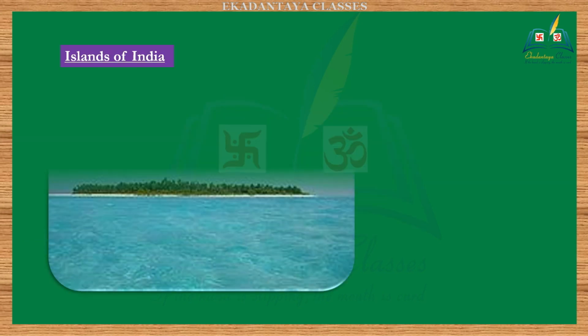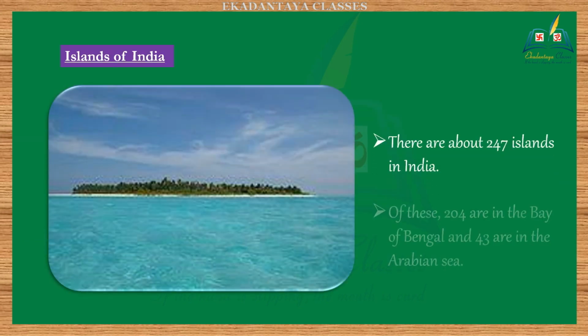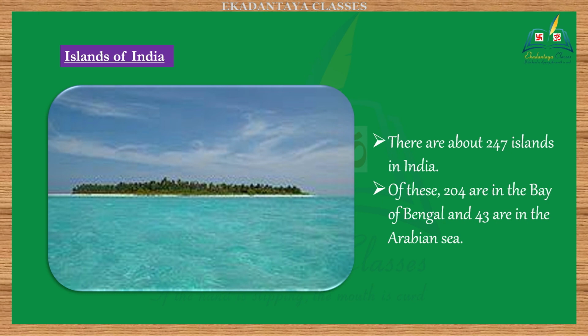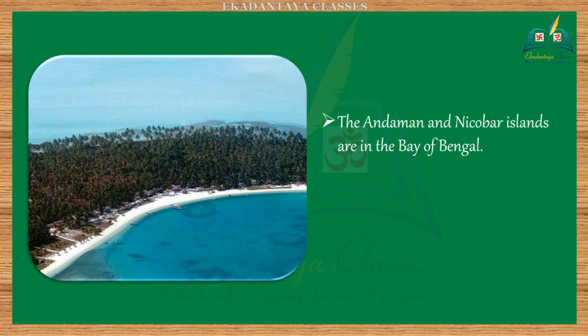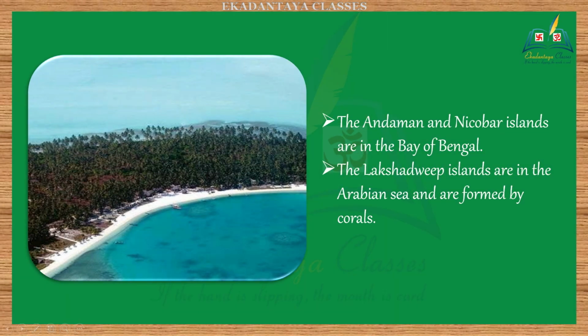Islands of India. There are about 247 islands in India. Of these, 204 are in the Bay of Bengal and 43 are in the Arabian Sea. The Andaman and Nicobar Islands are in the Bay of Bengal. The Lakshadweep Islands are in the Arabian Sea and are formed by coral.